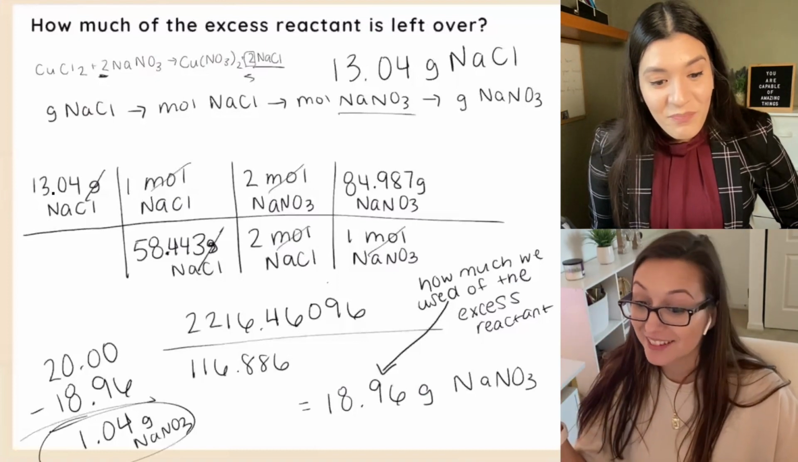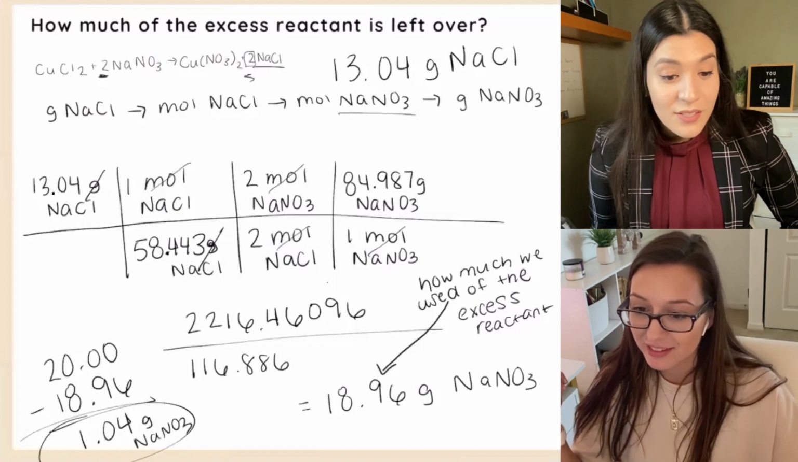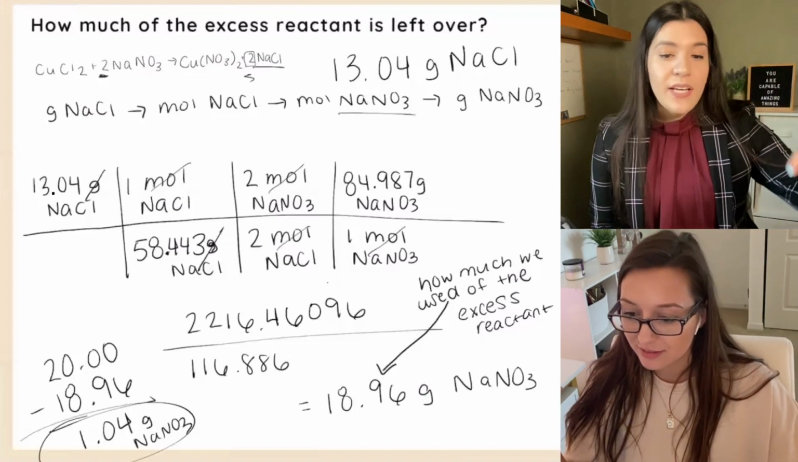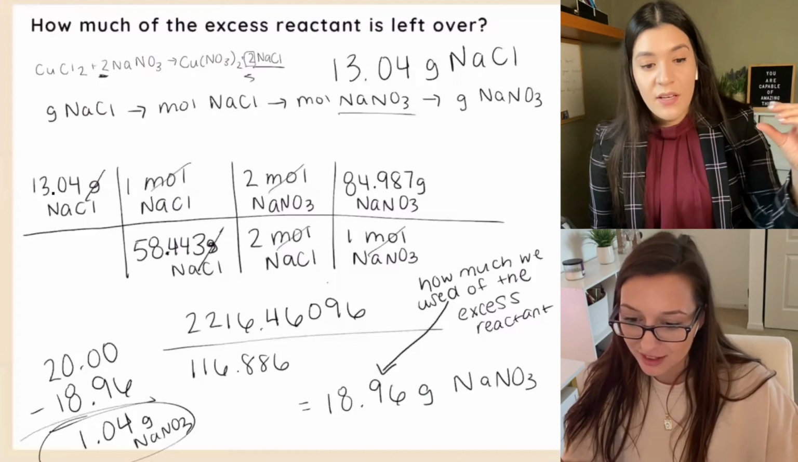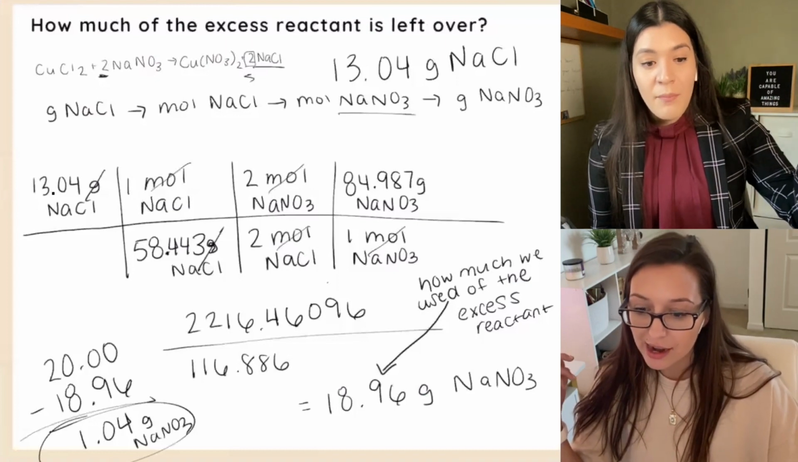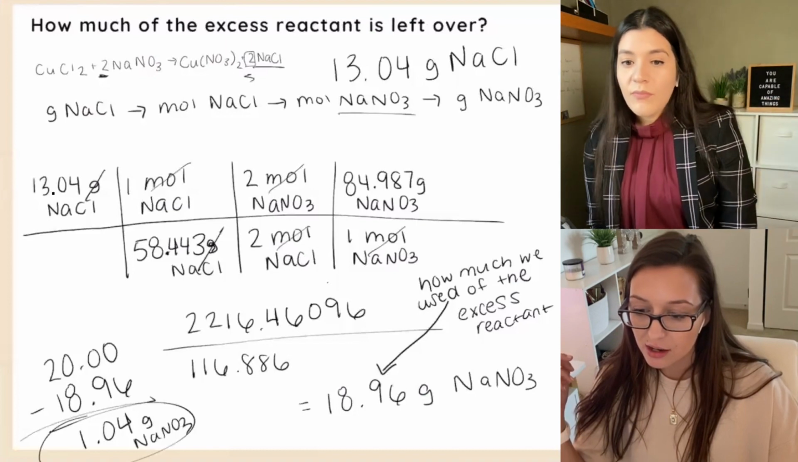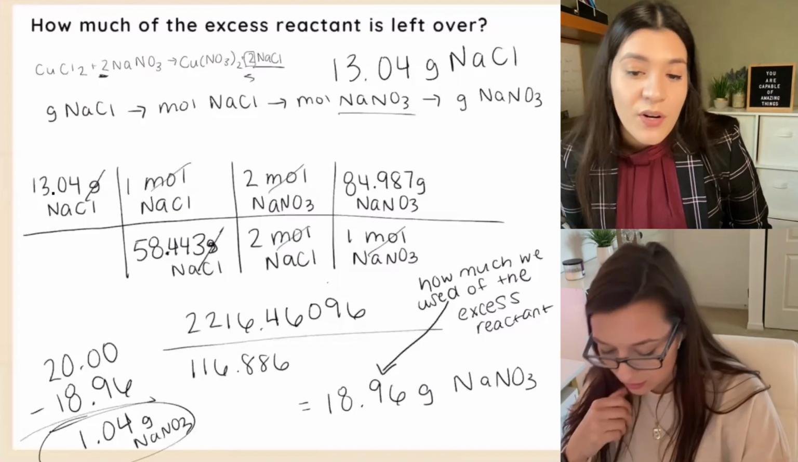Crazy. Yeah. But cool. So that's our answer for our excess. If you want to write in your notes as well, just putting where that 20 came from. The 20 is the original amount in the problem minus the used amount. So that's just something to definitely remember.